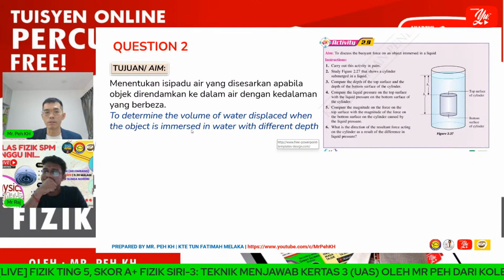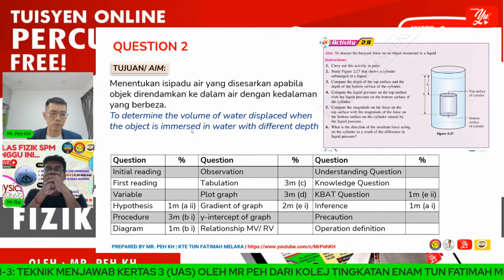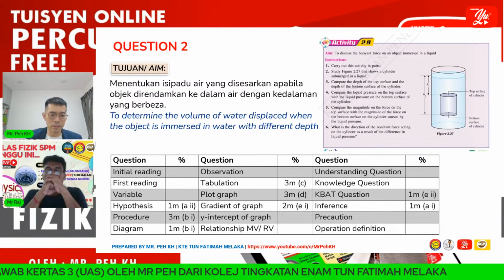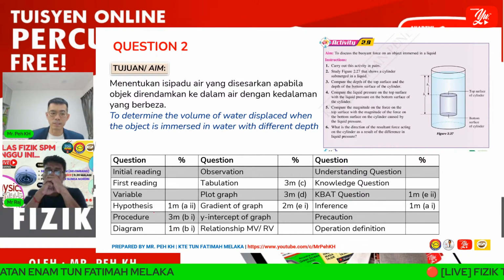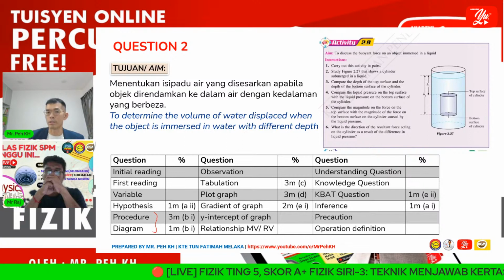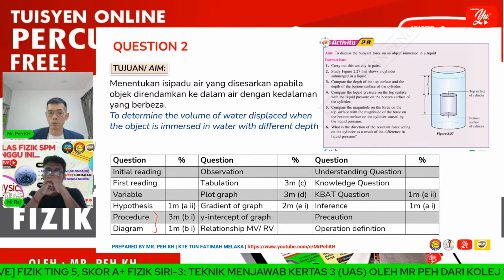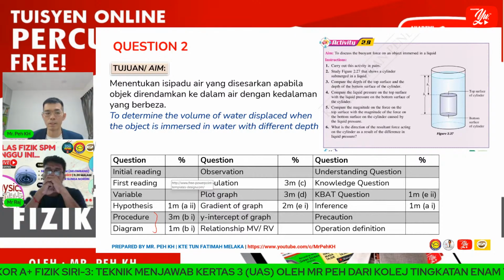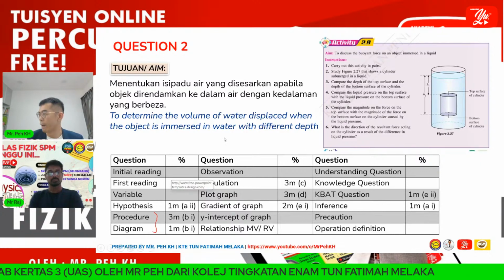For the question I designed here, there will be hypothesis, 1 mark, procedure, 3 marks, diagram, 1 mark. Just like I mentioned to you already, the procedure and diagram refer to the question type we know as amali tidak bantu. Today I will focus on this type of question because you need to know how to run the procedure and plan the experiment.